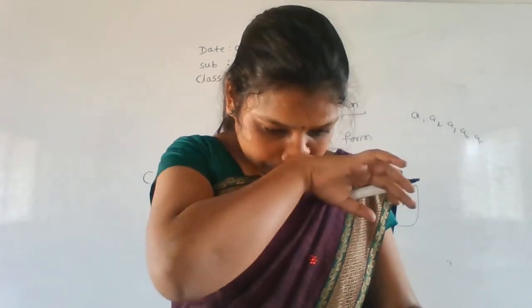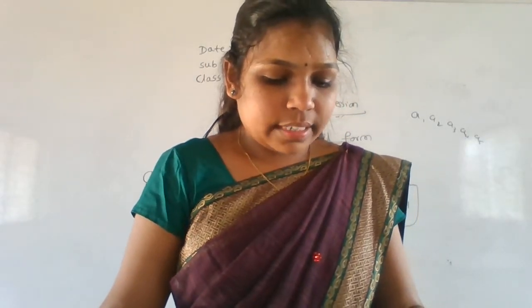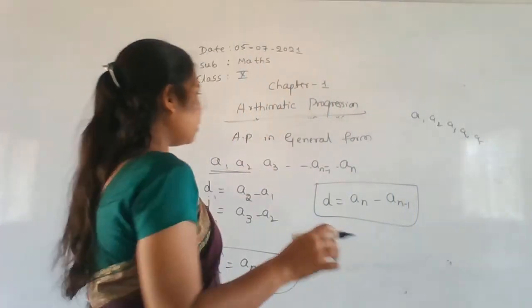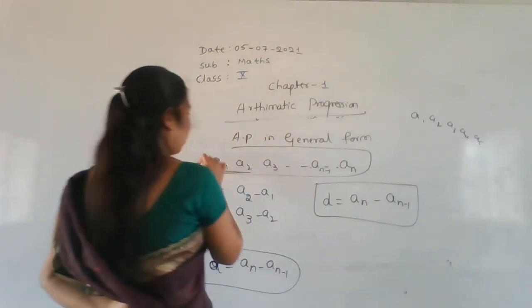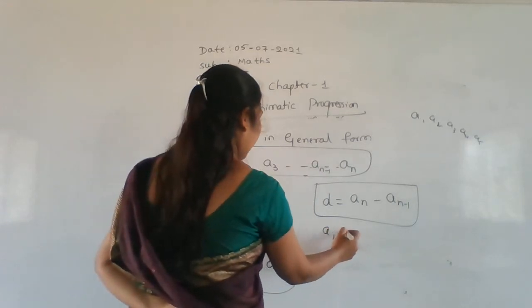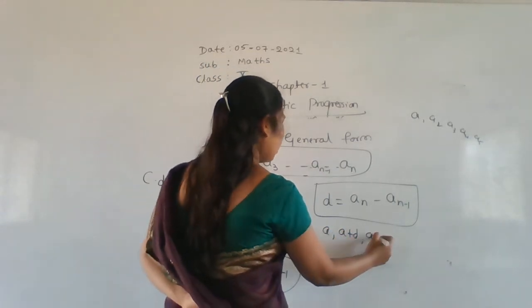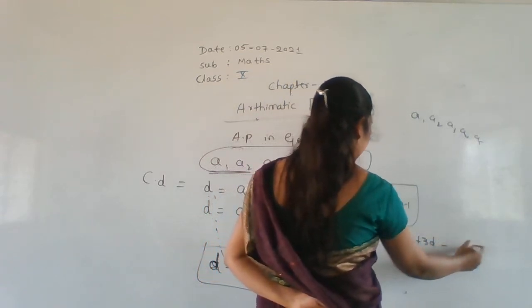A comma A plus D, A plus 2D. So this is also a general formula. Another form is there, a general formula. How to write this one? We can write A comma A plus D, comma A plus 2D, comma A plus 3D, and so on.